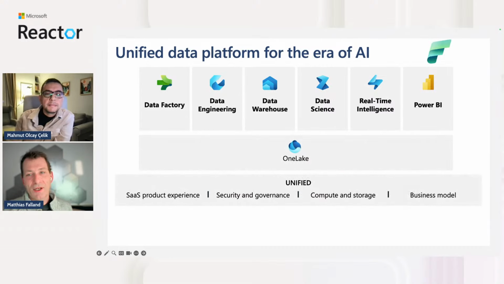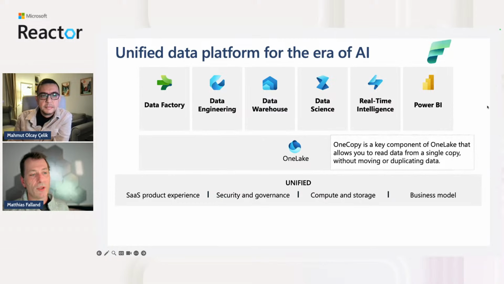Exactly. So part of Fabric is OneLake. OneLake is the key component. OneLake has the principle of the one copy. All your data can be stored in OneLake. You can shortcut it somewhere. You can access it from different workspaces, but you have only one copy of your data, the OneLake principle. It's a SaaS product experience, as Mahmoud already said. It's secure. And behind all that, there's a capacity model. So it's easy for calculation and has a fixed pricing, right?